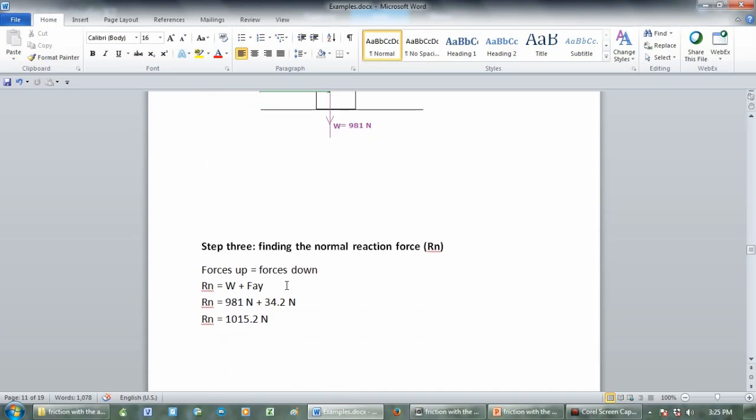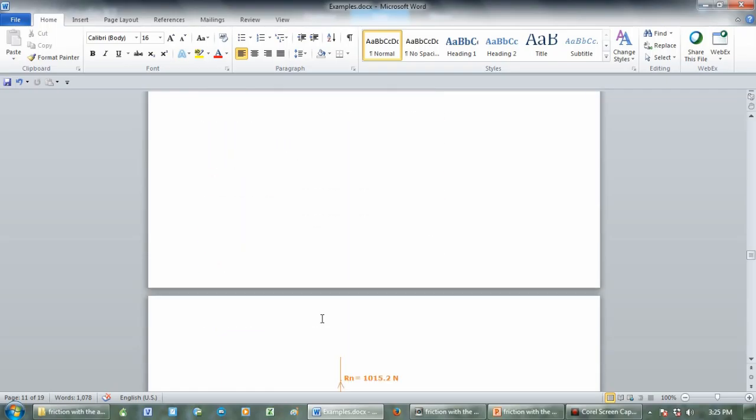Step 3, finding the normal reaction force. Forces up equal forces down. Rn equals W plus Fay. Rn equals 981 newtons plus 34.2 newtons. Rn equals 1015.2 newtons.